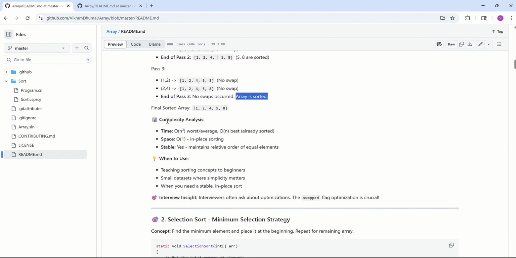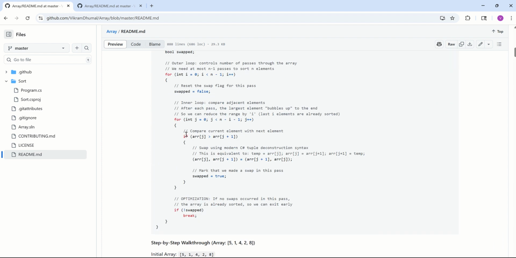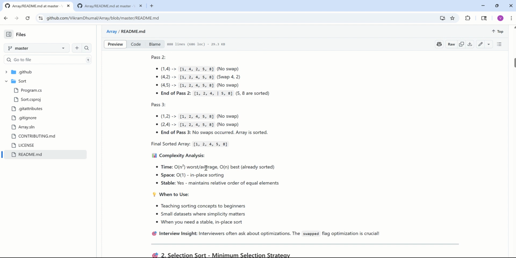Now let's look into the complexity analysis. The time complexity is O of n squared. Why? Because we have these two for loops. That is the reason the average and worst case time complexity is O of n squared. The best case, in which the array is already sorted, is O of n. Space complexity is O of 1 because it is an in-place sorting algorithm. With respect to stability, yes, it is stable because it maintains the relative order of equal elements.